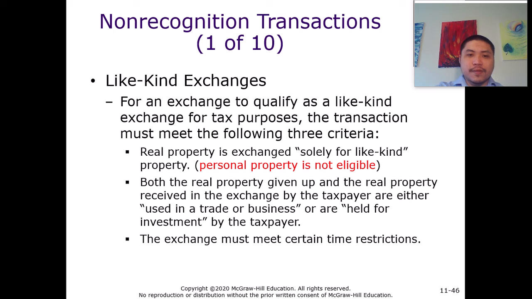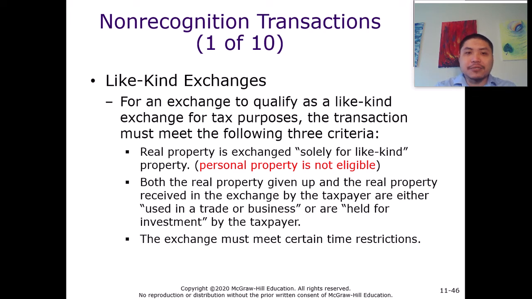So first, let's talk about like-kind exchange. Like-kind exchange is exactly what I mentioned in the first example, right? So imagine there are two parties who want to exchange a piece of property with each other, and there's nothing else involved. Mr. A and Mr. B just exchange their properties with each other, and there's no cash payment, nothing else involved in the transaction. So that transaction can be considered a like-kind exchange transaction.